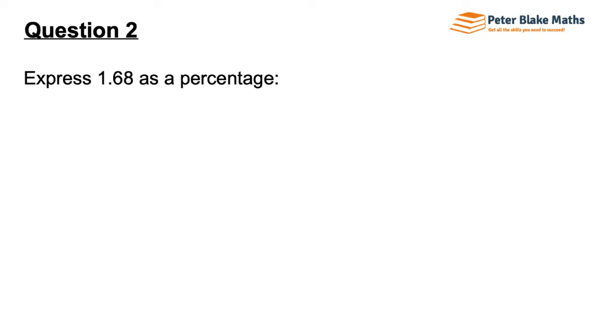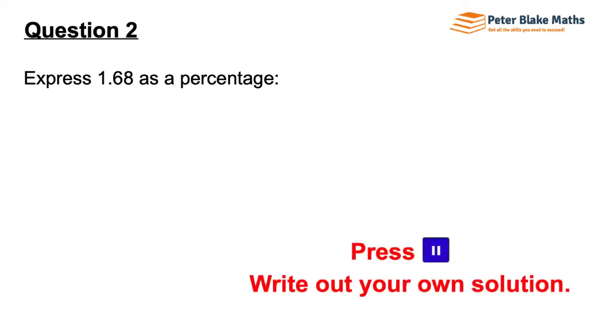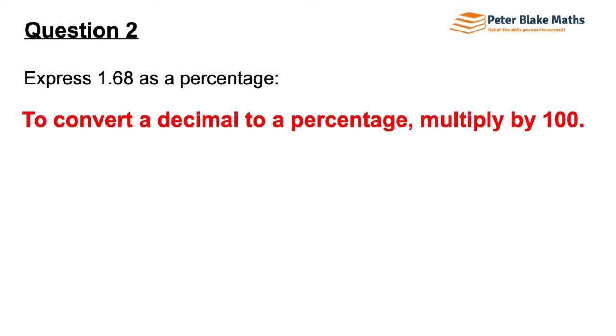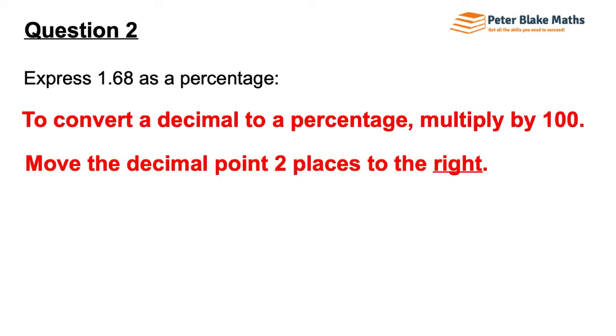Question 2. Express 1.68 as a percentage. Now 1.68 is over 1, so as a percentage we might be expecting something larger than 100%. But anyway, let's have a look. To convert a decimal to a percentage, we multiply by 100, which moves the decimal point 2 places to the right. So we go from having the decimal point between the 1 and the 6 to having it after the 8.